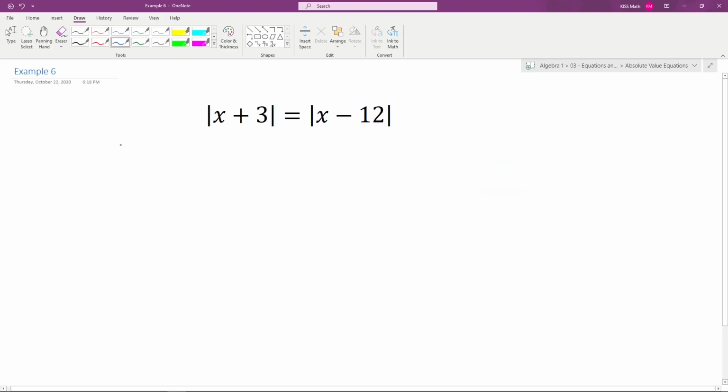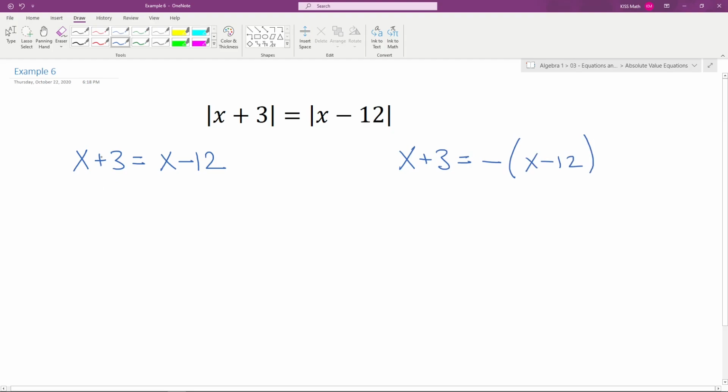Example 6. So this one has two absolute value expressions, but we can solve this in the same way. We can say that this x plus 3 over here has been isolated, or we can say that this x minus 12 has been isolated. It'll actually give the same answers. So let's do this one first, this x plus 3, and we're going to write two equations for it. So x plus 3 equals x minus 12, and x plus 3 equals negative x minus 12.